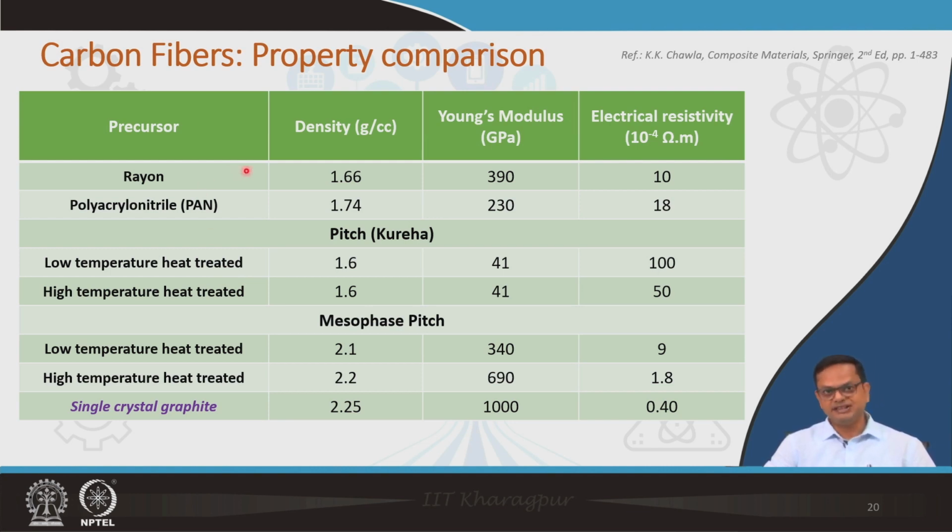For example, you can have rayon or PAN, or pitch as well. Let us consider this pitch. Low temperature heat treatment, high temperature heat treatment. You can clearly see that if you look at this particular one, mesophase pitch, the modulus is changing from 340 to 690 as you go for higher temperature. And obviously, the resistivity also changes accordingly.